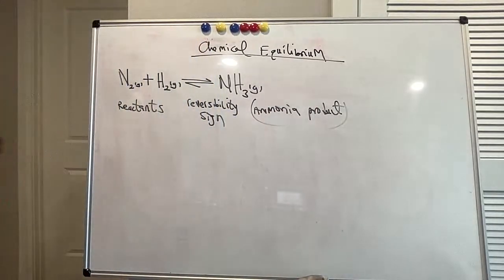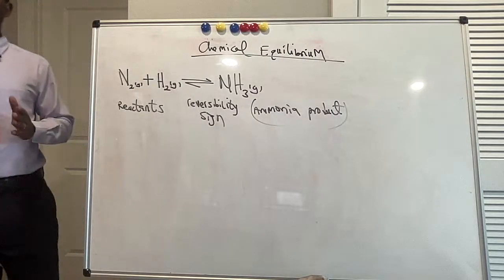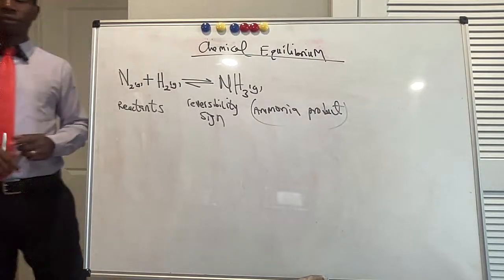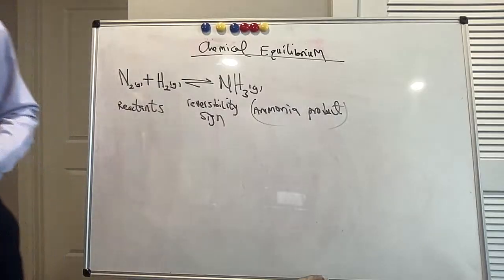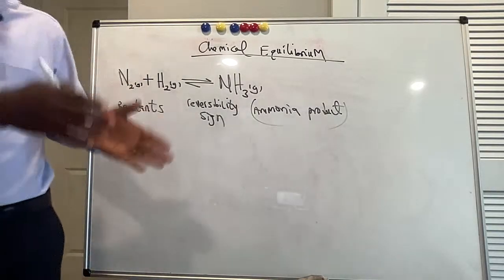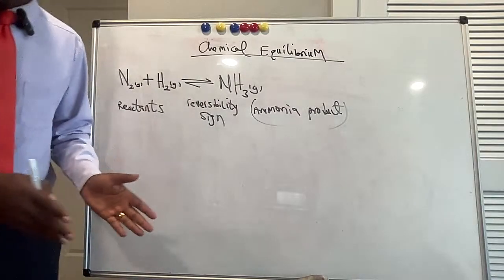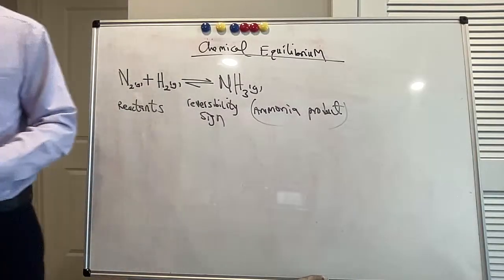So now we define chemical equilibrium whereby the rate of forward reaction is equal to the rate of backward reaction with respect to time. That's what we call equilibrium. Chemical equilibrium is a state of reversible reaction whereby the rate of forward reaction is equal to the rate of backward reaction with respect to time.